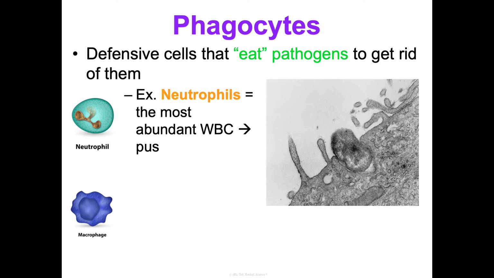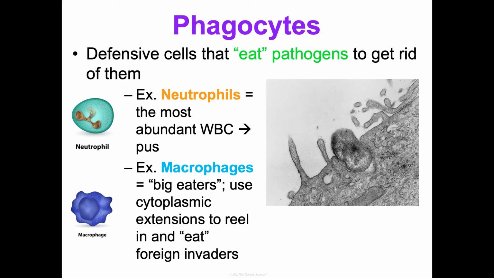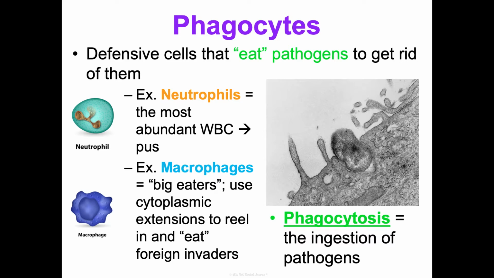Two types are neutrophils. They're the most abundant white blood cell, and when a neutrophil goes to a site of infection and does phagocytosis to get rid of the infection, it creates pus. So pus is another sign, like fever, that we're usually not happy with, but it's your body's own way of healing itself. And then there's also macrophages, which literally means big eaters. We talked about them with our integumentary system concept in concept 1. They use cytoplasmic extensions to basically reel in and then eat foreign invaders. Phagocytosis is just the process of ingesting these pathogens and getting rid of them.